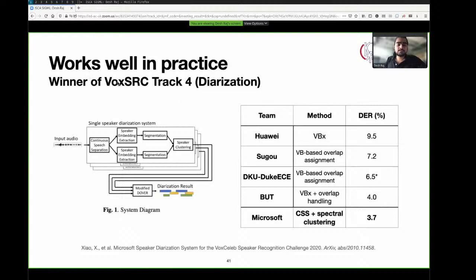The recently held VoxSRC challenge had a track for diarization, and the team from Microsoft, which included a lot of people who I've worked with during JSALT, used this CSS plus spectral clustering approach for this task, and they won this challenge. I was not involved in this at all, but I was just interested. So it works quite well in practice.